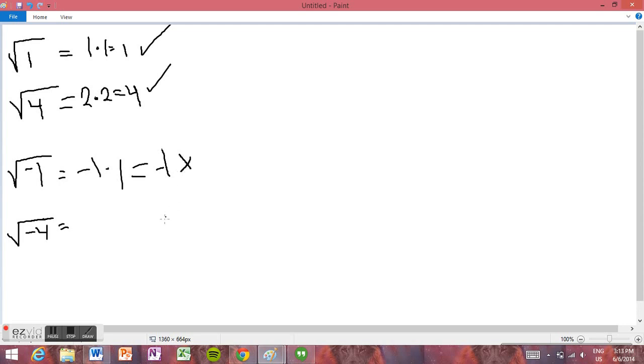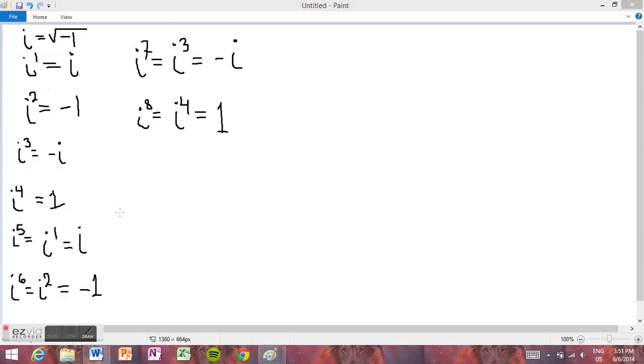Another example would be the square root of negative 4. Negative 2. I apologize for this mistake. Negative 2 times 2 equals negative 4. Negative times positive equals negative. And like I said before, this cannot work because we have one negative and the other one positive. And they both either have to be both positive or both negative. So this is where we will be using imaginary numbers when we have a negative.